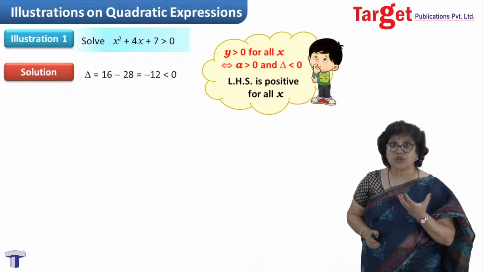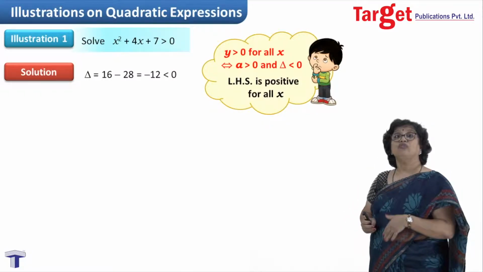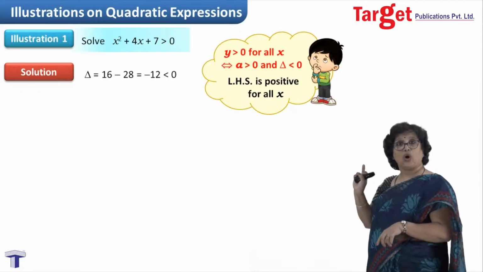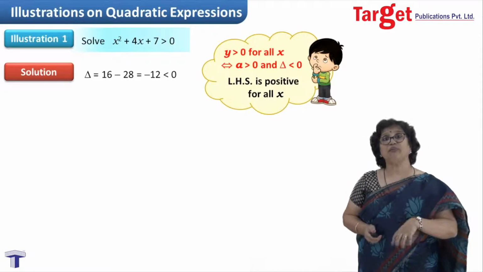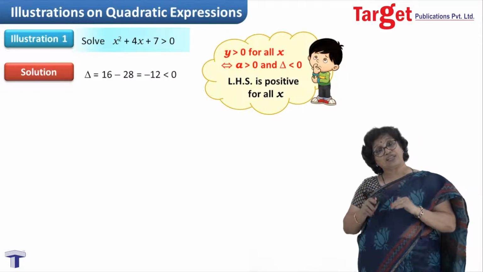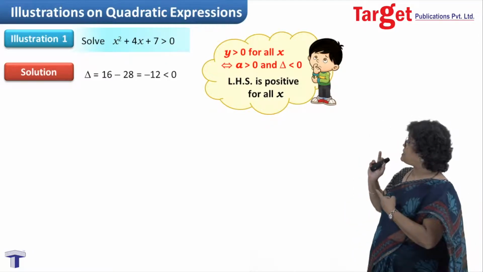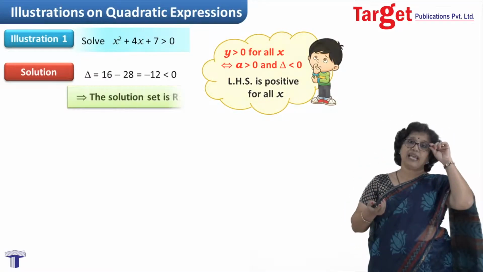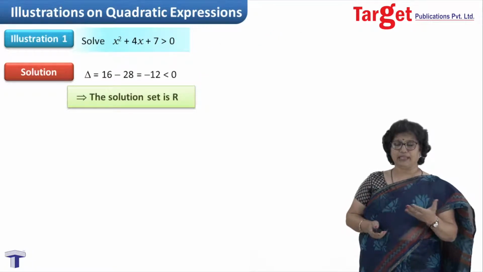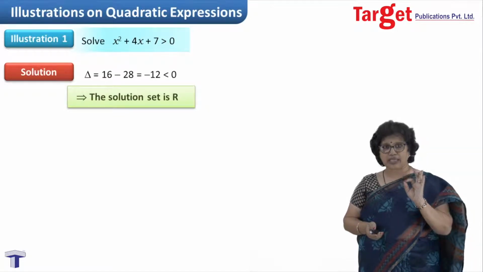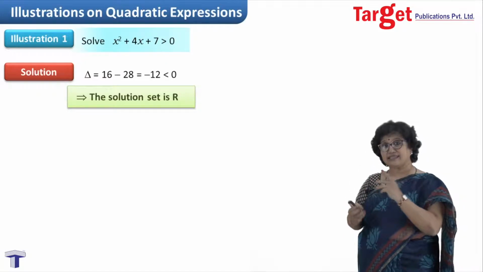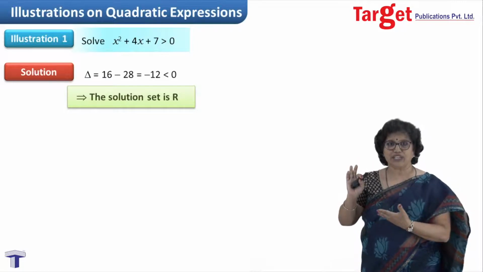Yes. And if you have understood that, then you will say my left hand side, for which the discriminant is negative and the leading coefficient is positive, has to be positive for all x. Now, we have this information with us that the left hand side expression is positive for all x and we are asked to solve x square plus 4x plus 7 greater than 0. Now, don't you think that every x will satisfy this? And hence, my solution set is nothing but the set of real numbers, that is capital R. I think this is the sweetest and shortest example I have seen for quadratic expressions, combining it with our previous inequation part.